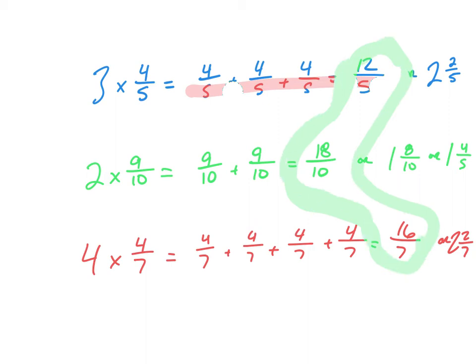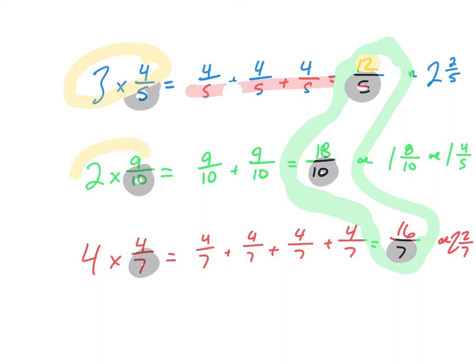And to draw your attention to this idea of, all right, when I had 3 times 4/5, I ended up with 12/5. When I ended up with 2 times 9/10, I got 18/10. 4 times 4/7, I got 16/7. So the thing that stands out is the denominator stays the same. Tenths stays tenths, sevenths stays sevenths, fifths stayed fifths. Not rocket science there. That's consistent with how we add fractions up.